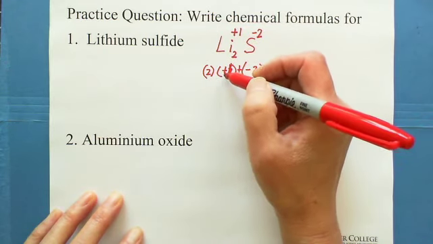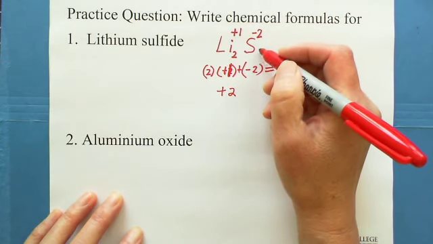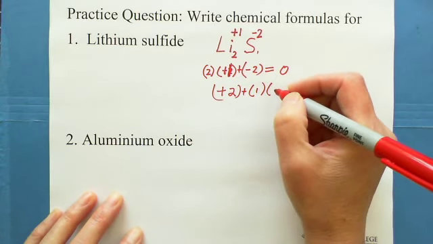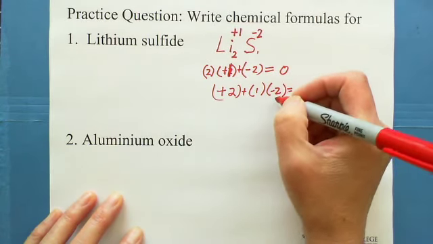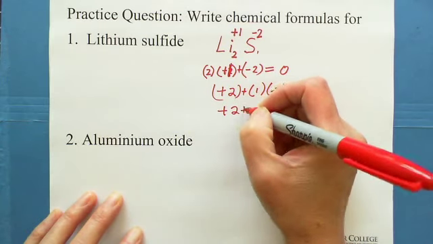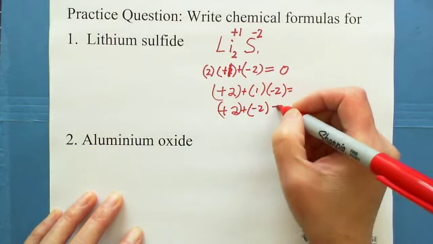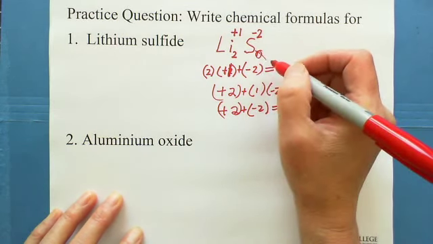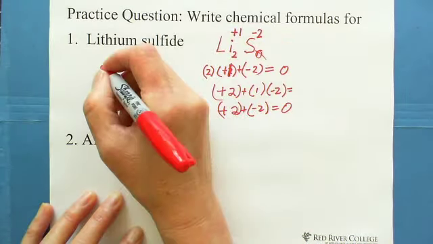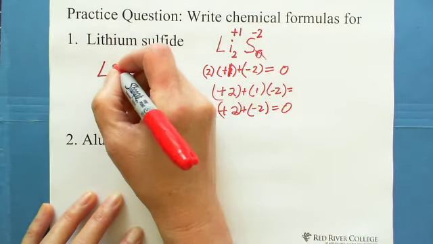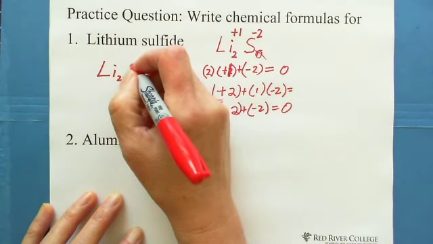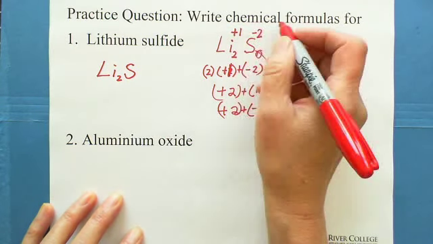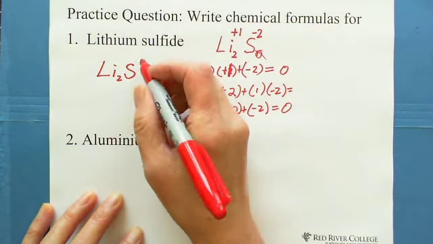2 multiply +1 equal +2, and 1 multiply -2, you got total -2. So +2 plus -2, you got 0, right? That's why this is 1. We don't need to write 1. So the final formula for lithium sulfide is Li2S. When you're finishing writing the formula, you remove the charges. Okay, this is the formula.